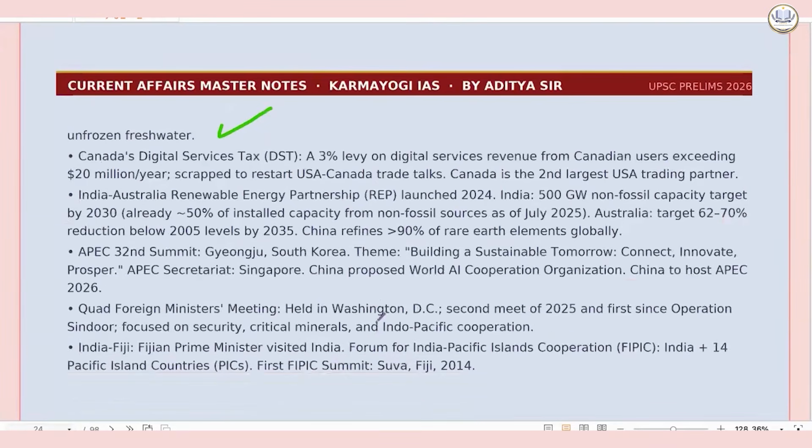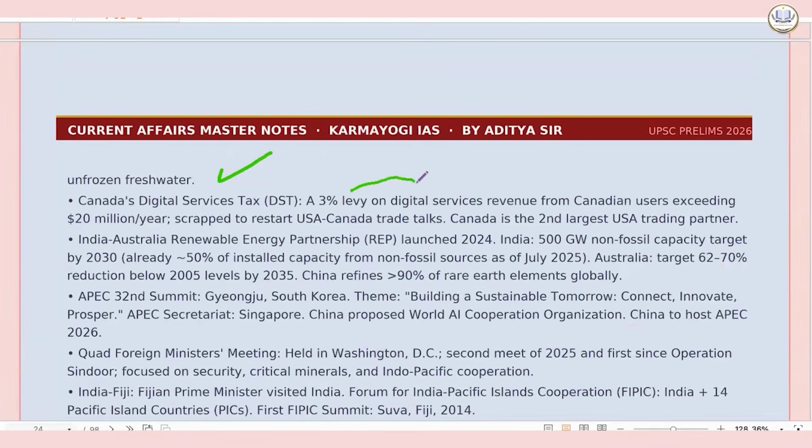Then Canada's digital service tax, a 3% levy on digital service revenue from Canadian users exceeding $20 million per year, scrapped to restart USA-Canada trade talks. Canada is the second largest USA trading partner.